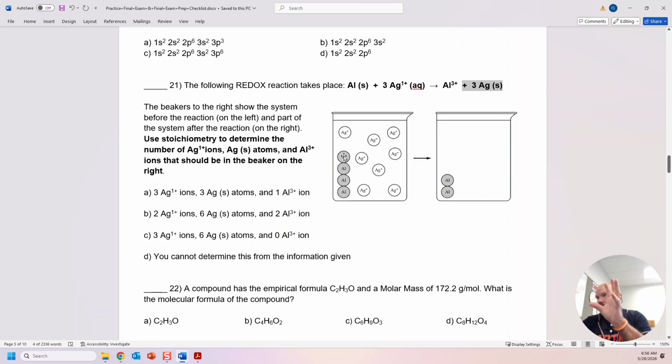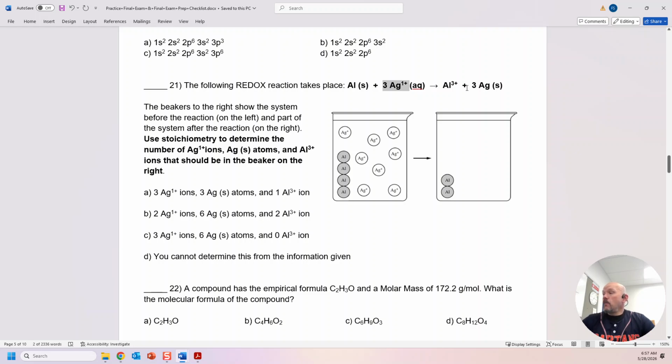In this beaker, we started with 4 aluminum atoms, and after the reaction goes to completion, we're left with 2. So we lost 2 aluminums, which means 2 aluminums reacted. If 2 aluminums reacted, how many silver ions reacted? 6, right? 6 silver ions reacted. So in our drawing over here, we have to get rid of 6 of these. We have 1, 2, 3, 4, 5, 6, 7, 8. We have 8 of them, so we should have 2 of these ions left over, okay?